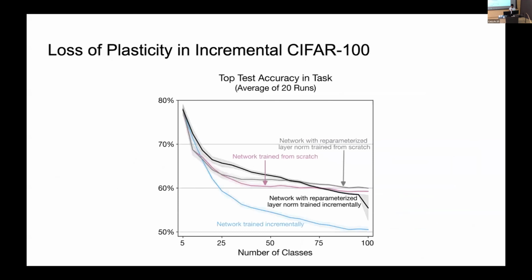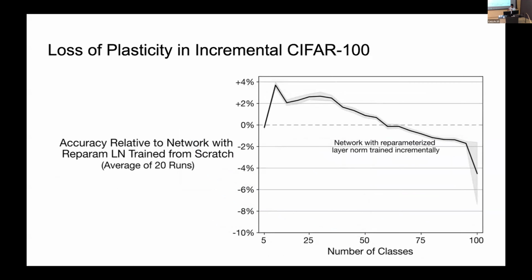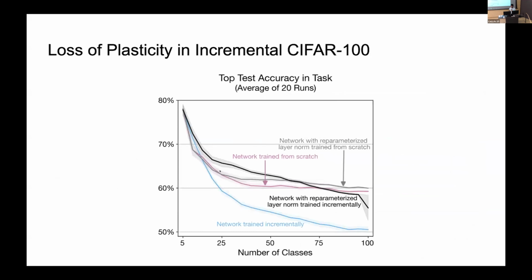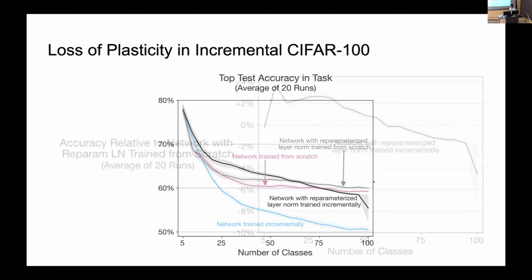Okay. So now I'm just going to plot the same thing, but with reference to the resetting baseline. Essentially, I'm just subtracting all the values from this gray line and seeing how the performance compares to this gray line.